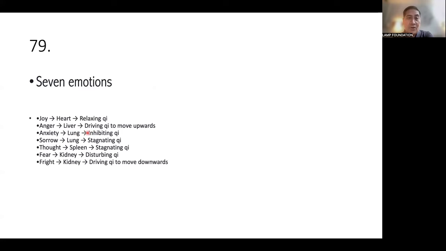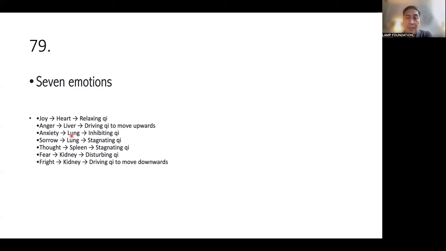Okay? Sorrow will affect the lung and it will stagnate the chi. Pag nag-stagnate po ang chi natin, there will be pain. No? There will be pain. Chi stagnation, remember? Thought, isip-isip or thinking will affect the spleen. It will also cause stagnation of the chi. Kaya isip ng problema, malungkot, magkakaroon tayo ng pains. Magkakaroon ka ng chi stagnation.